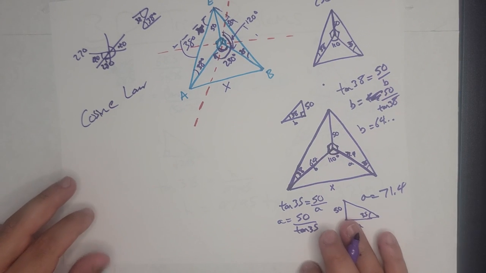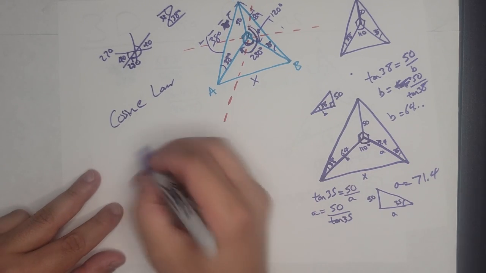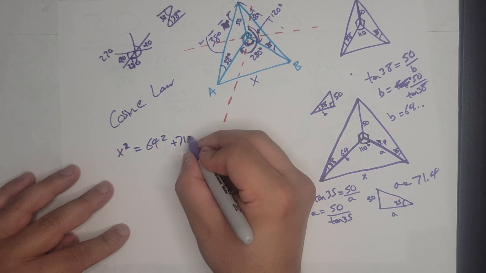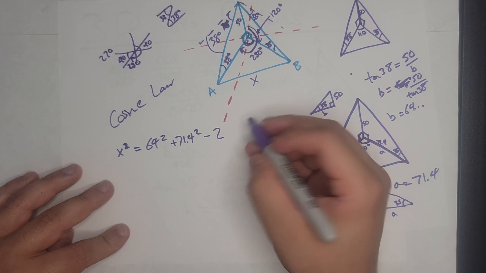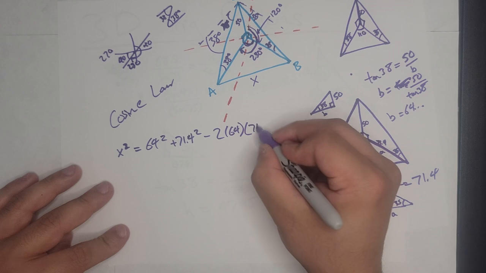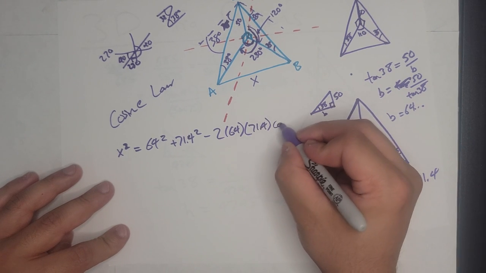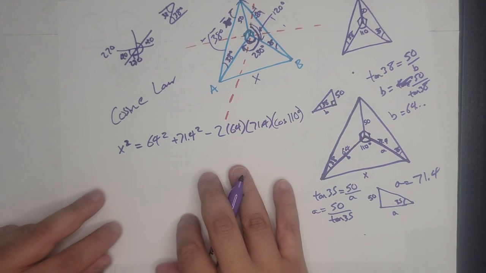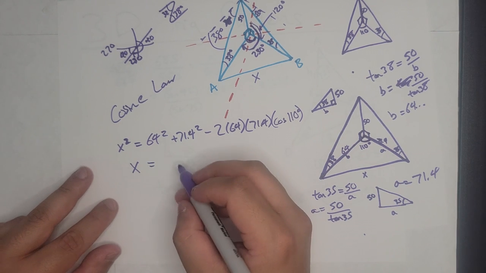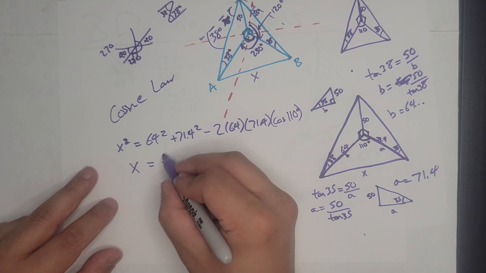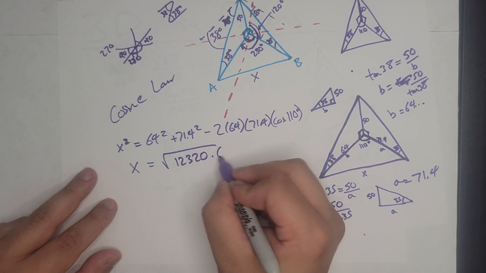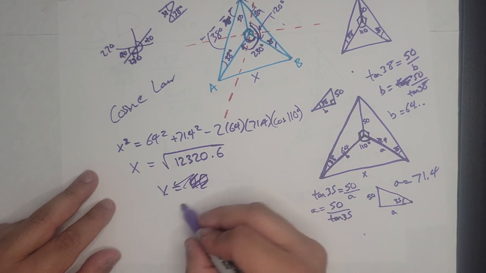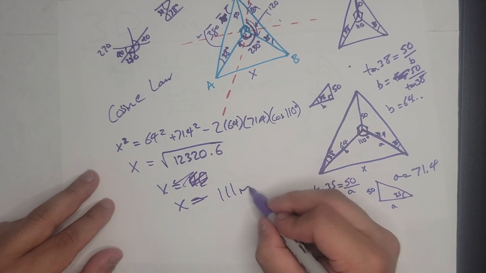So let's start punching these numbers in. So I have x here. Let's do x squared is equal to 64 squared plus 71.4 squared minus 2 times 64 times 71.4 times cos of the opposite angle. And from here on out, it's just smooth sailing. It's all just calculator work. X is equal to about 111 meters.